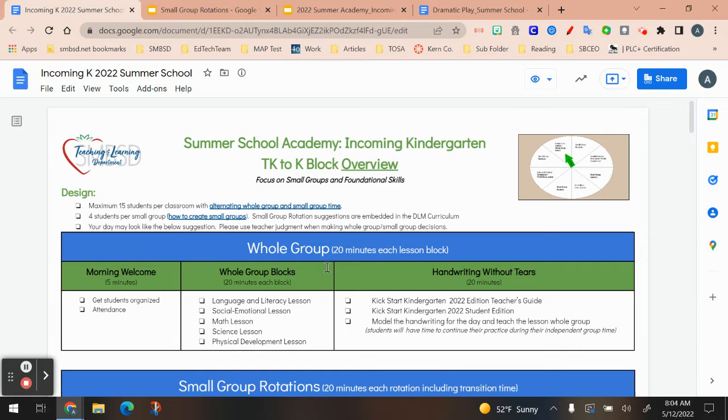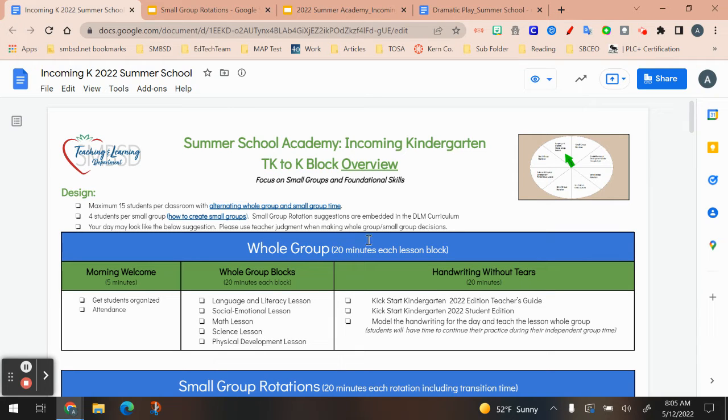Once this document loads, you have everything you need linked to this overview. Let's take a closer look at the block overview schedule. This schedule was developed for a maximum of 15 students per classroom. You'll notice that there may be around 4 to 5 students in small group rotations, and suggestions for the rotations are included in your teacher's edition and embedded into your curriculum.